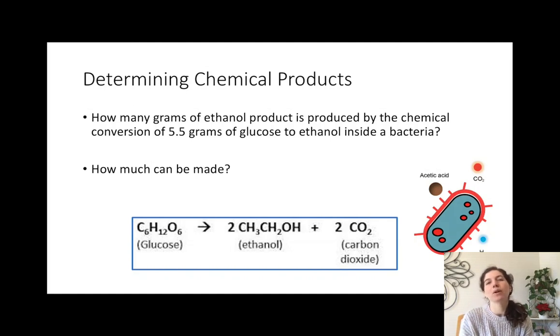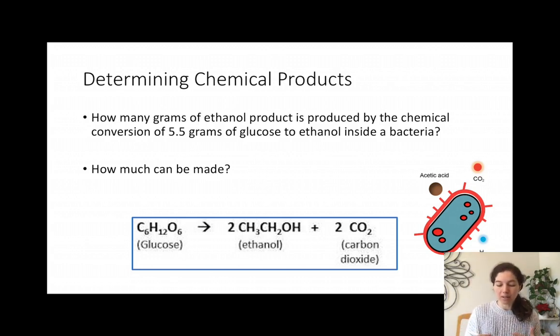Everyone, in this video we're going to talk about the mole ratio and how to use this in chemical calculations and unit conversions. Oftentimes we want to figure out how much of a chemical is made after a chemical reaction happens.